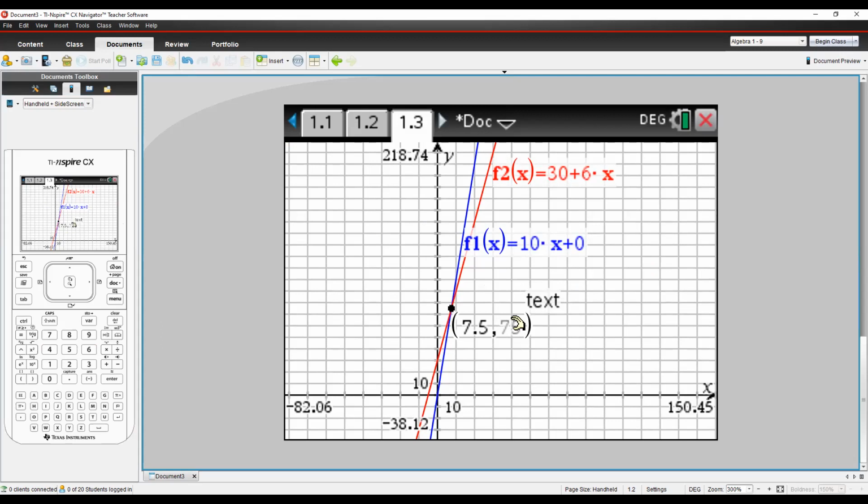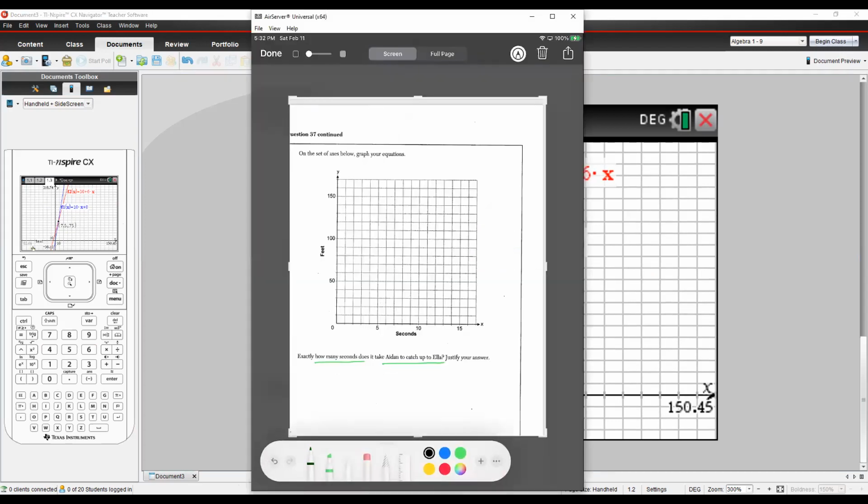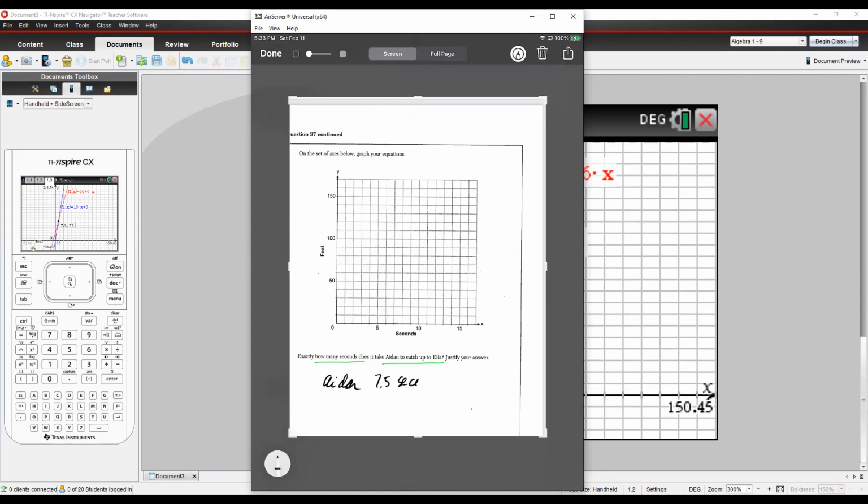So how many seconds did it take for Aiden to catch her? Over here, we would say it took Aiden 7.5 seconds to catch his sister. And you can say I'm using the graph.